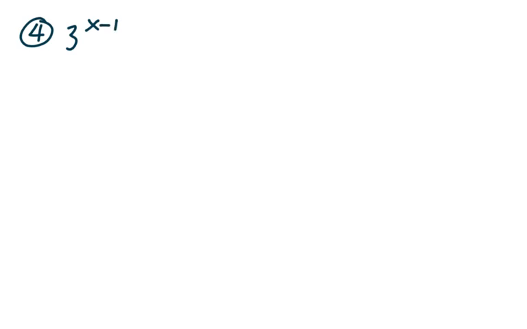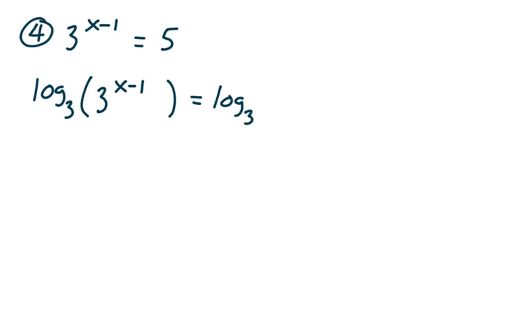Suppose 3 to the x minus 1 is equal to 5. Now, this is much harder to rewrite both sides to have the same base. But never fear, we have a backup plan. So what I'm going to do is take the log base 3 of both sides. So in other words, I'm going to say log base 3 of 3 to the x minus 1 is equal to log base 3 of 5. That is legal.